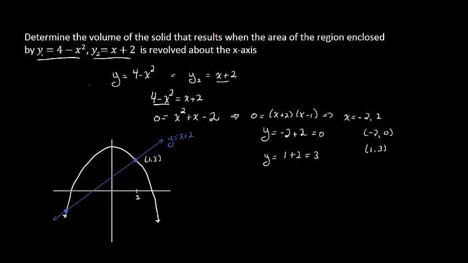So I'm just going to redraw this and fix it a little bit better. There we go. Here we're going to have the other intersection point at negative 2 comma 0. So negative 2 comma 0 and 1 comma 3 are my intersection points. So here a little bit better.